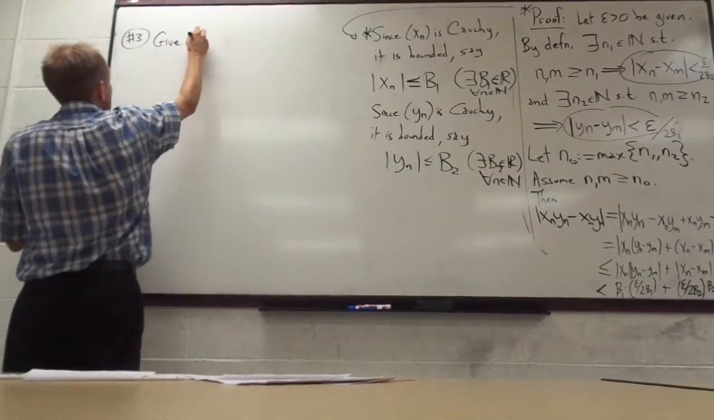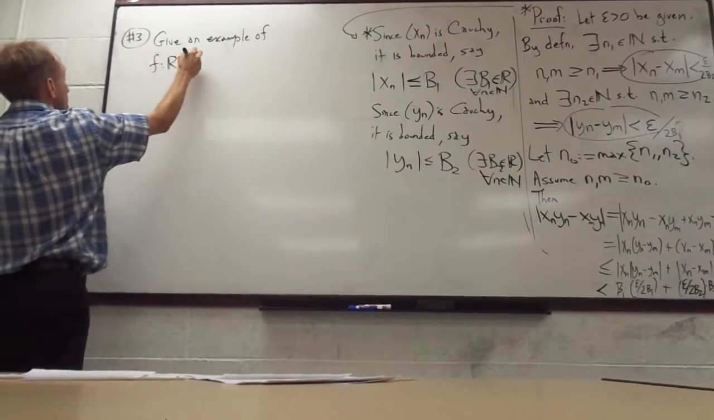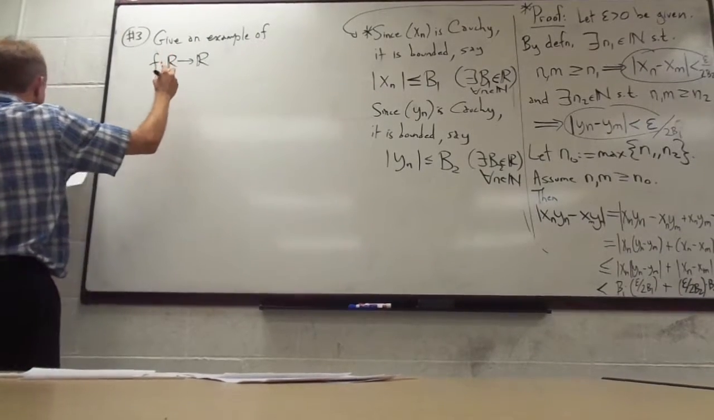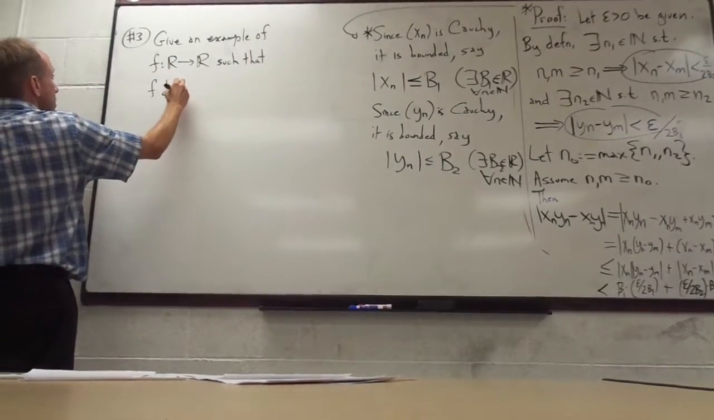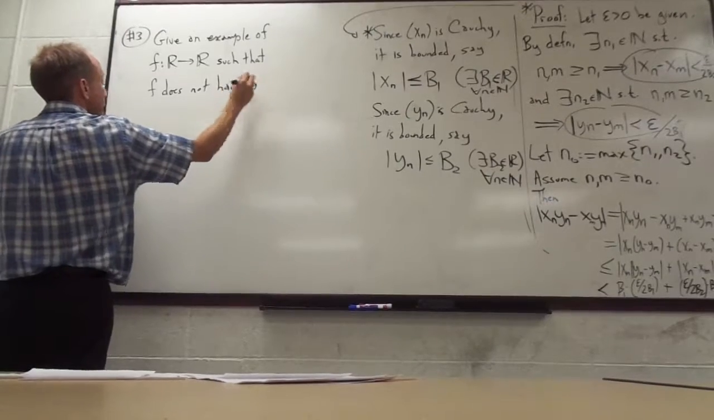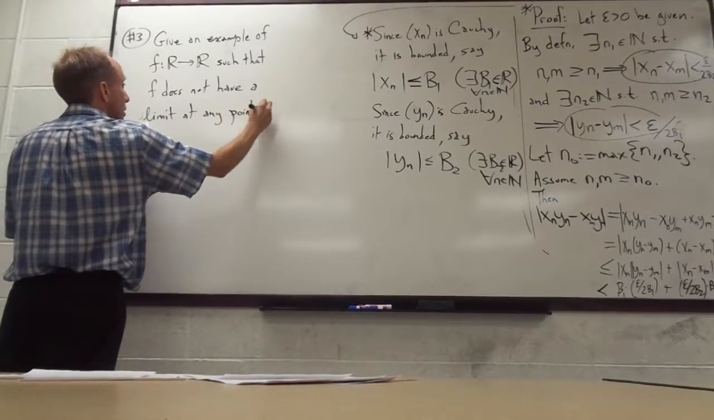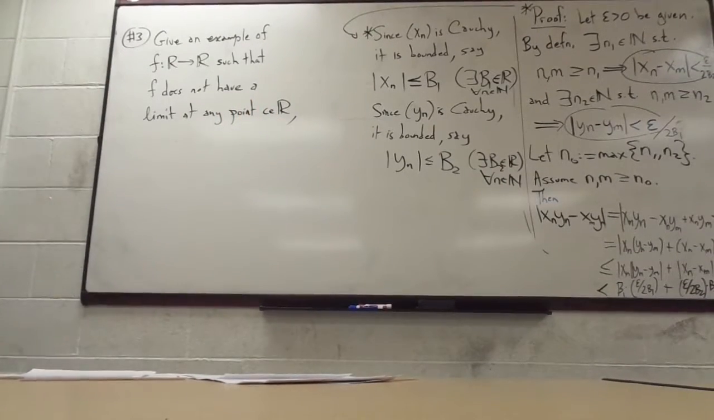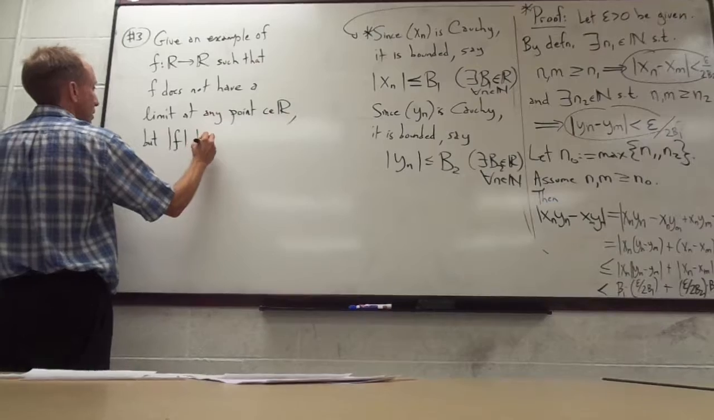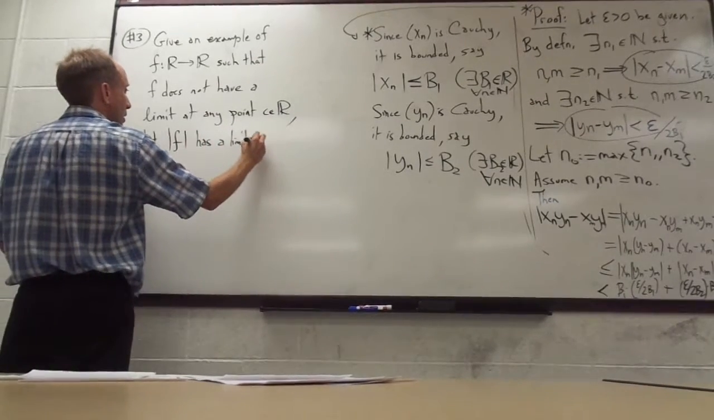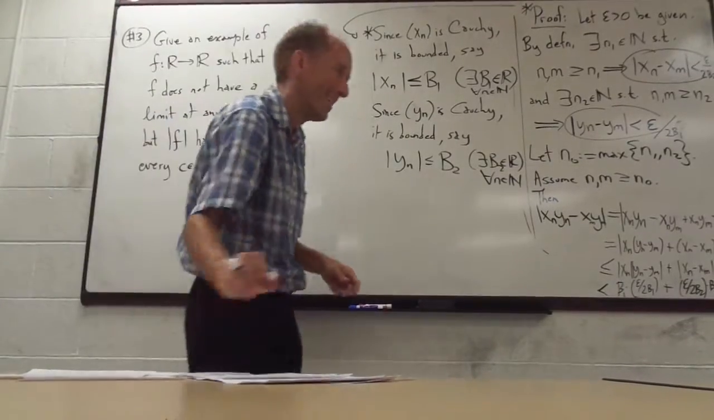So give an example of a function, I'll call it f, that goes from R to R, such that f does not have a limit at any point C, so it does not have a limit, but the absolute value of f has a limit at every C in R. Okay, there we go.